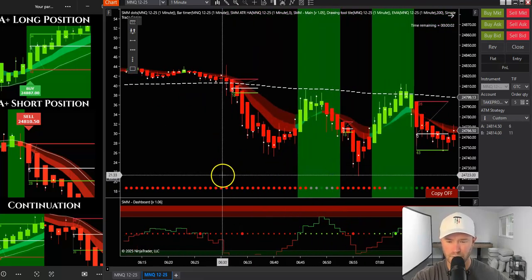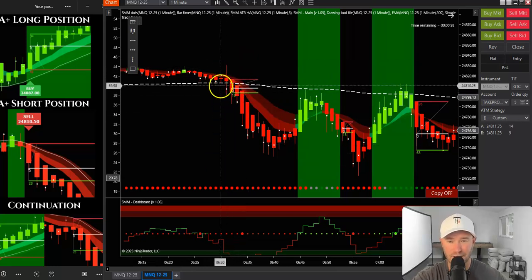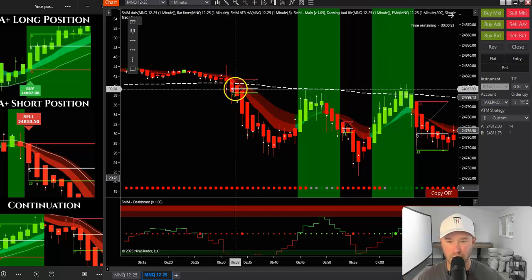Market open was right here around 6:30, right? Right afterwards, we end up getting a break below the 200. Now, this isn't a switch from green to red, but for me, a market open dictates where you're going to be heading. So this was red. So how do you play this? You enter right at that white dot.